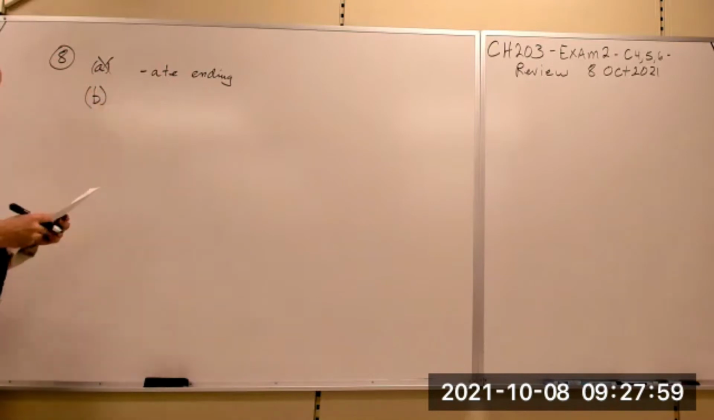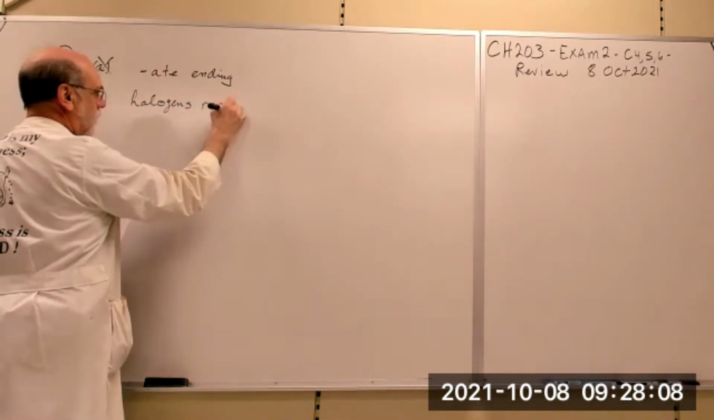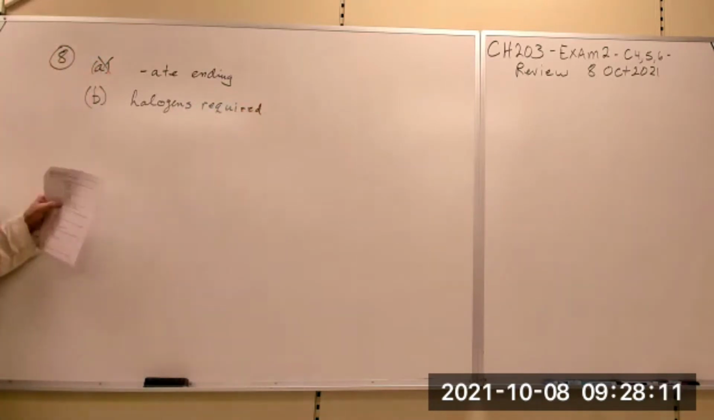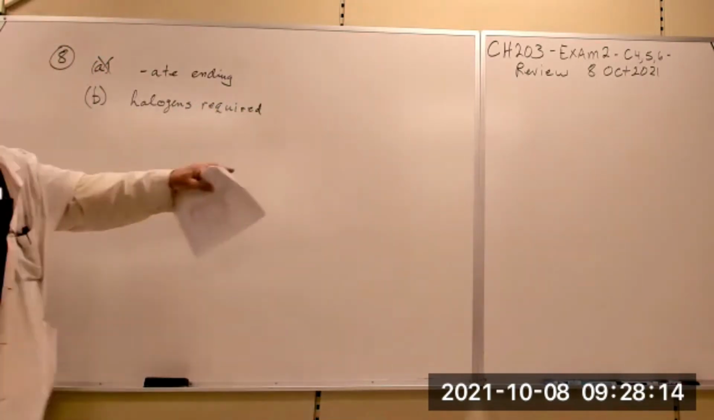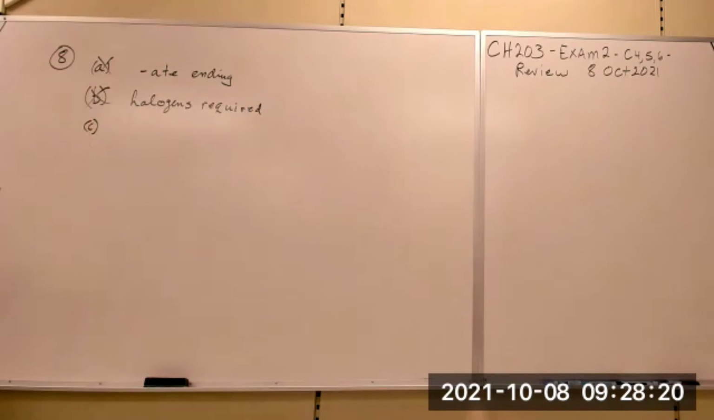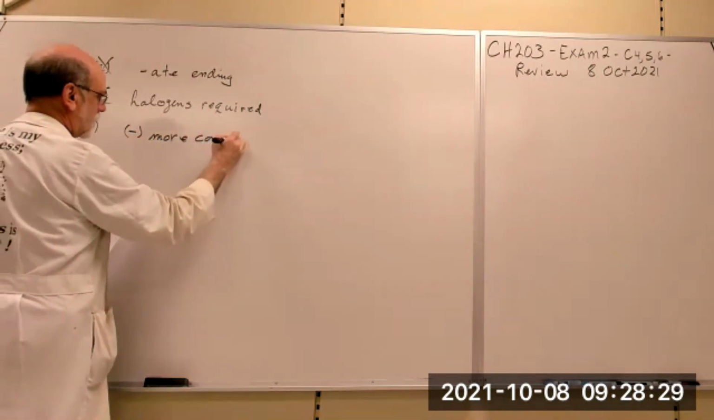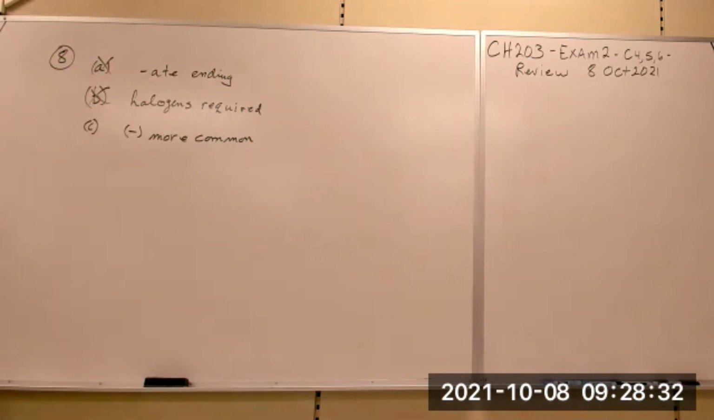How about this one? All must contain one of the halogens. Halogens required. Is that true? Now, I just showed you one that didn't have a halogen, right? Nitrate. Okay. How about C? Negative ions are more common than positive ions. Of that sheet of polyatomics, is that true? Because that's what I'm basing the question on. Negatives more common, yeah. In fact, we only have one positive out of that whole bunch.